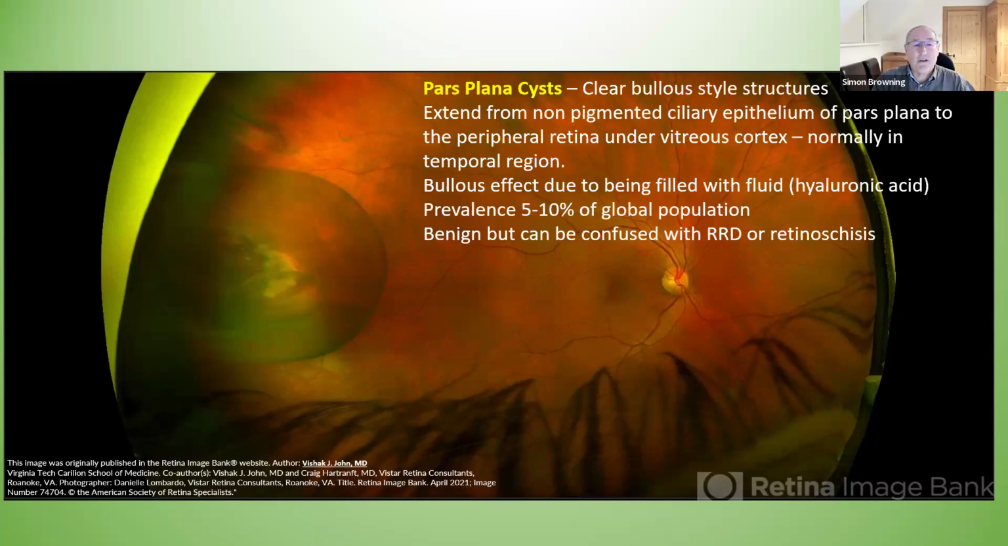So they're a bullous structure. The bullous effect is like a blister on a figure. That's fluid in there. That's hyaluronic acid in there. And just generally, about 5 to 10% of the global population. So, as I say, when you actually think of that in your normal patient base, there's a lot of your patients out there that have got pars plana cysts. So don't be surprised if you see those.